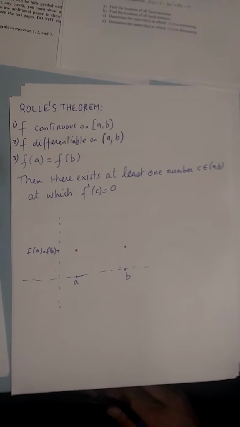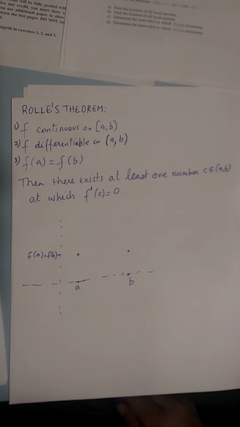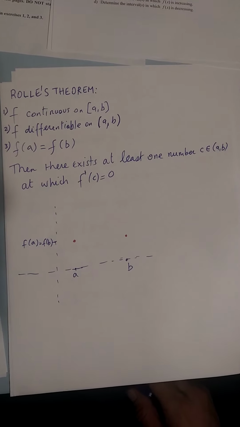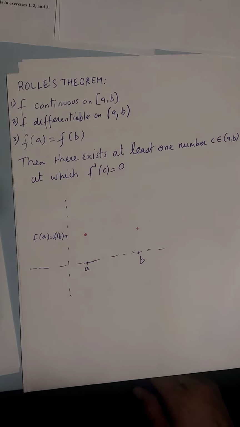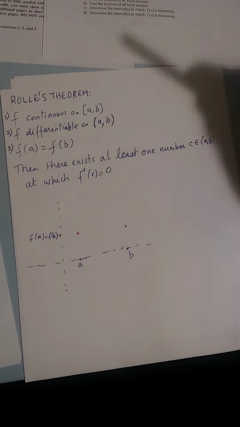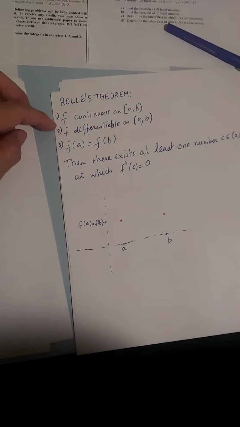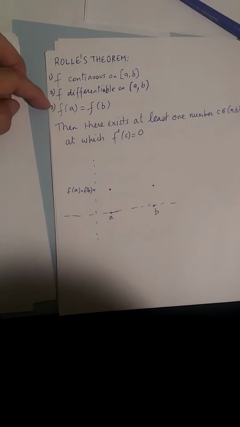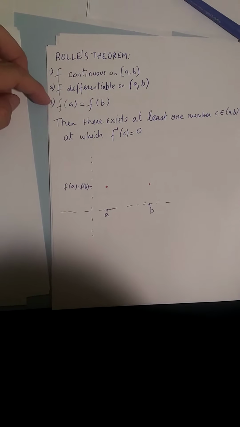Okay, today we're going to cover Rolle's theorem. Rolle's theorem has three hypotheses. The first hypothesis is f is a continuous function on the closed interval AB. Second hypothesis, f is differentiable on the open interval AB. That means f has a derivative and it exists on the open interval AB. Third hypothesis is that f of a equals f of b.